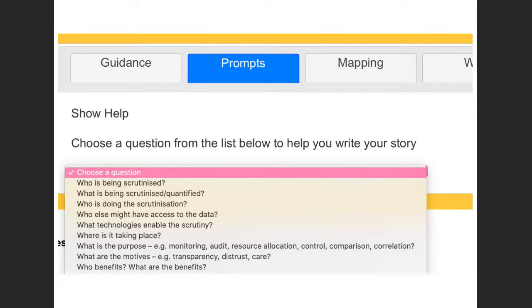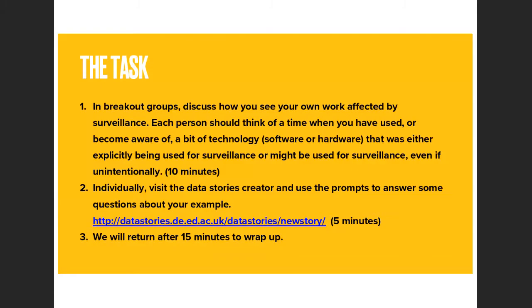So what we wanted you to do just now was we're going to set up some breakout groups and send you into them. And what we want you to do within the breakout group is just have a discussion about a time when you've used or become aware of a bit of technology that was either explicitly being used for surveillance or might have been used for surveillance. And what we want you to think about is who were the actors that were involved, who was being surveilled, who was doing the surveillance. What were the interactions involved? And perhaps think about some of the emotions that might be associated with those.